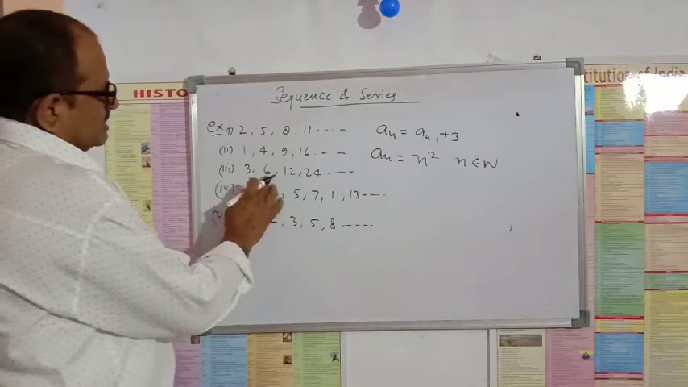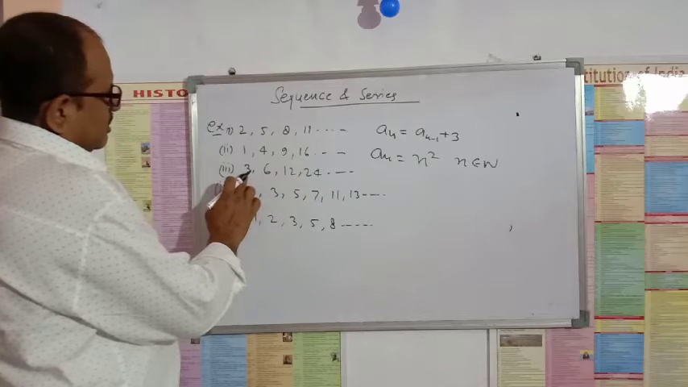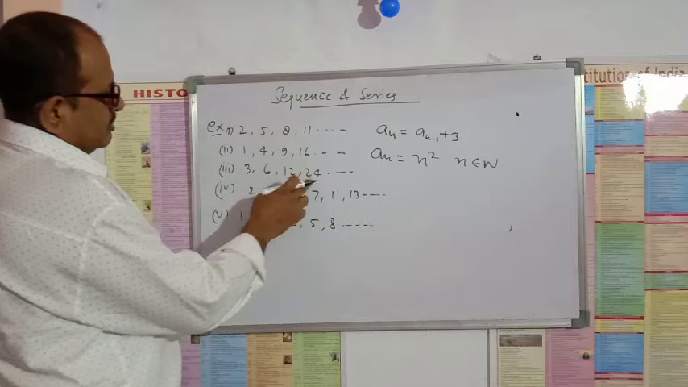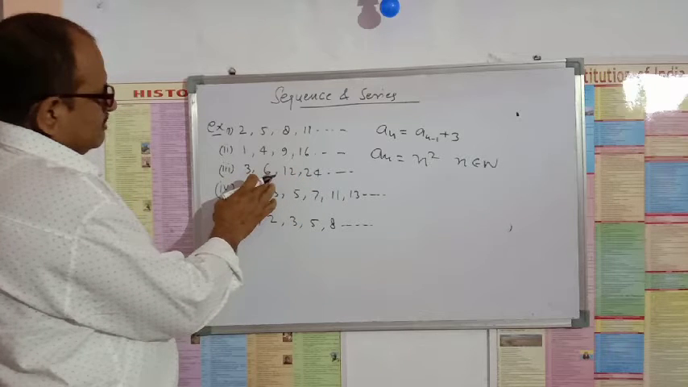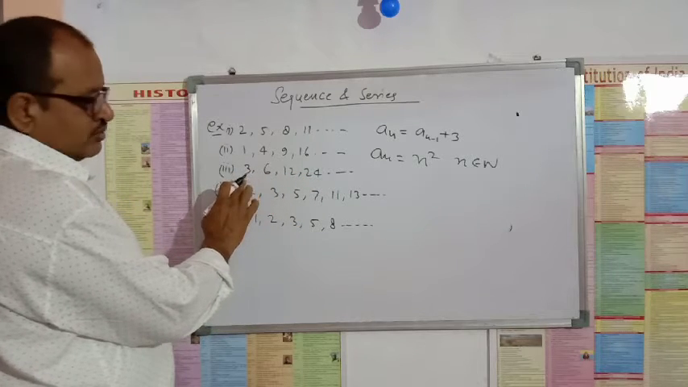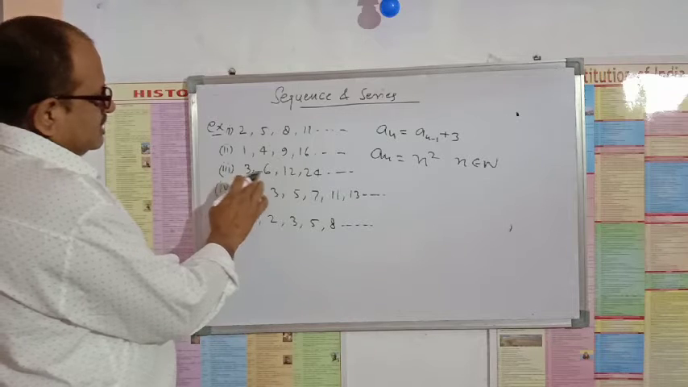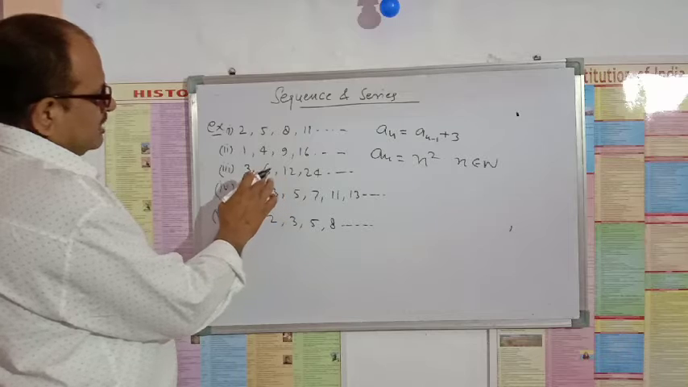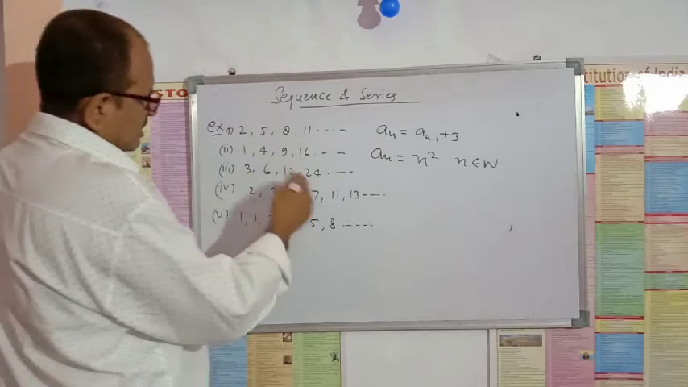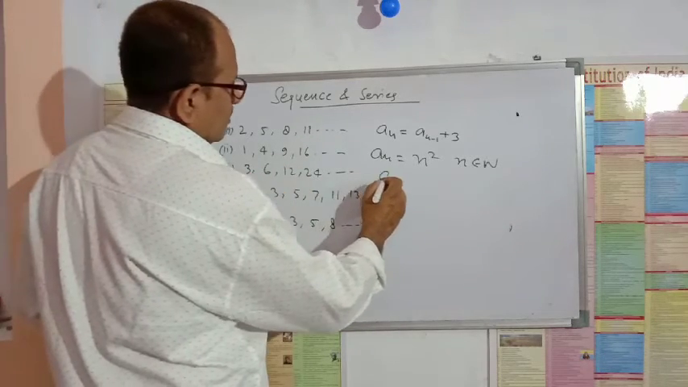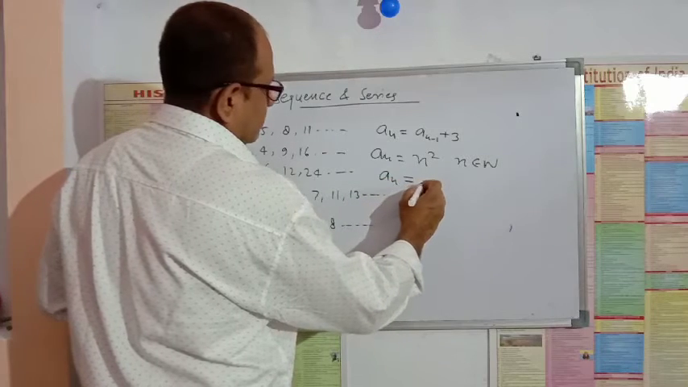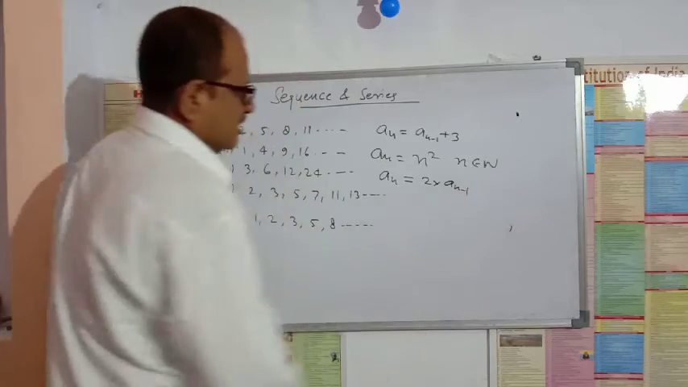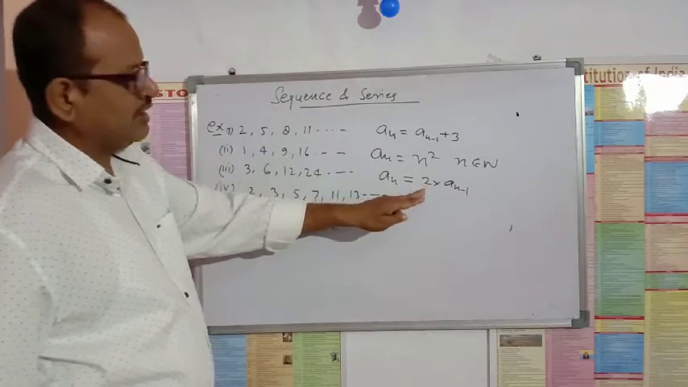See this one: 3, 6, 12, 24. The first term is 3, the next term is 6, the next term is 12, again the next is 24. We observe that every term is obtained by multiplying its previous term by 2. 6 is obtained by multiplying 3 by 2. 12 is obtained by multiplying 6 by 2, like this. So what will be the general term? The general term will be an = 2 into an-1. The previous term we have to multiply by 2.